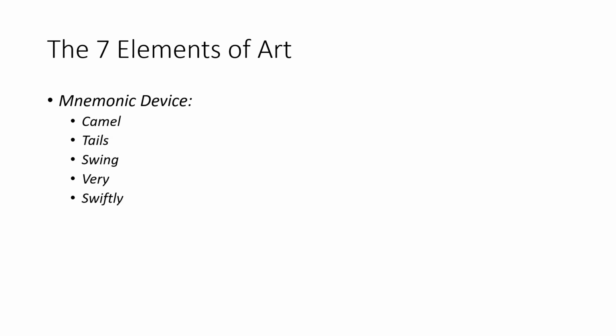Okay, how did you do? Our mnemonic device is camel, tails, swing, very, swiftly, for, luck. Hopefully, you can now remember which element each of those words stands for. I hope you were able to figure out which two elements I didn't give their very own slide.